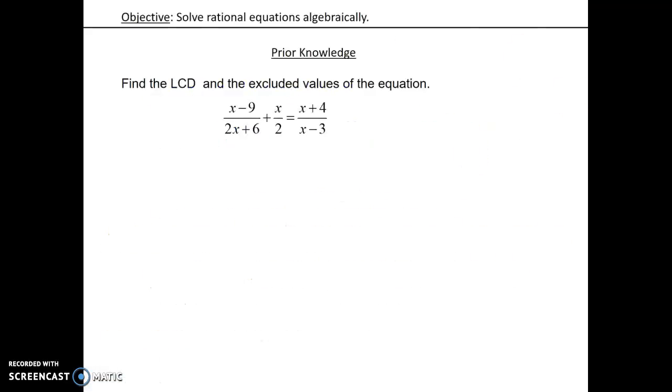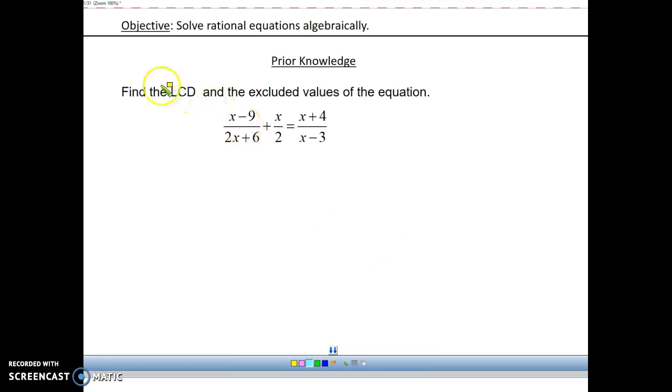For prior knowledge, it's asking us to practice what you learned yesterday to find the LCD and the excluded values of the equation. So if you remember, in order to do this, you need to factor out your denominators and find what they have in common and what's left over. So in my first denominator, well, first of all, let me just copy the x minus 9. In the first denominator, I have my 2x plus 6, so I can see they have a GCF of 2. So let's factor out the 2. And then we end up with x plus 3.